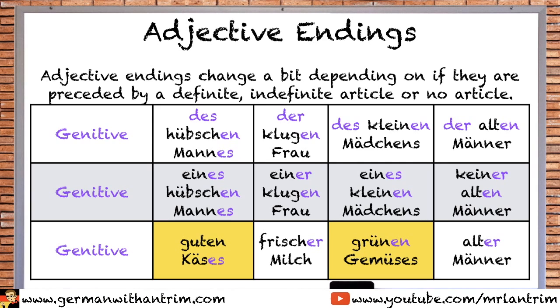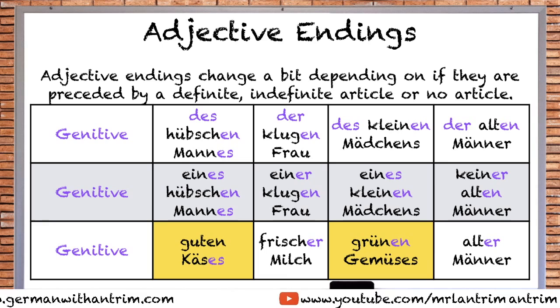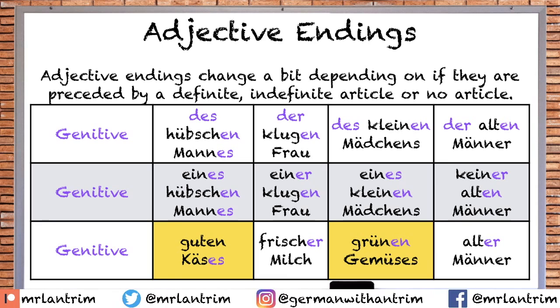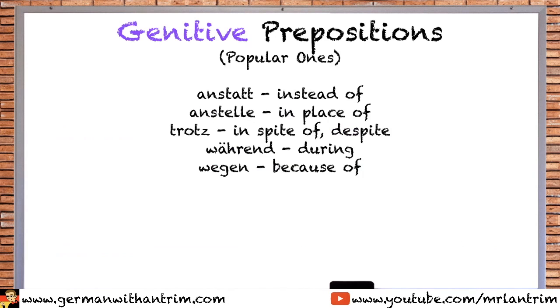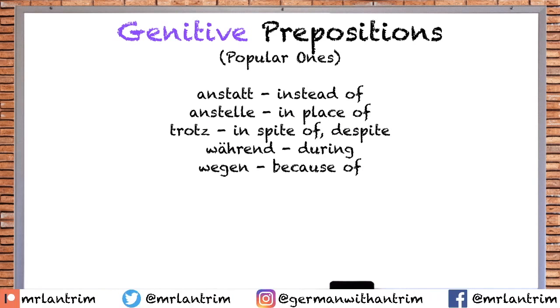So guten Käses, frischer Milch, grünen Gemüses. That one should have an S highlighted in purple there as well. And then alter Männer, so of old men. So those are your adjective endings. I would go through some examples of that, but I thought that that would be a little bit tedious in this video, and I have other things that need to be talked about. So we're going to move straight on into the genitive prepositions.